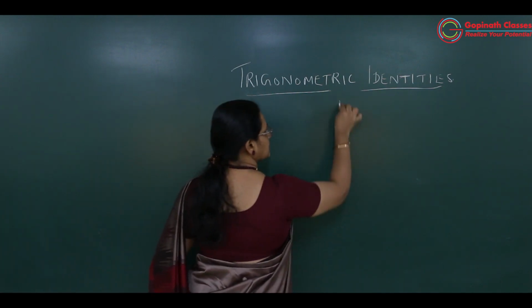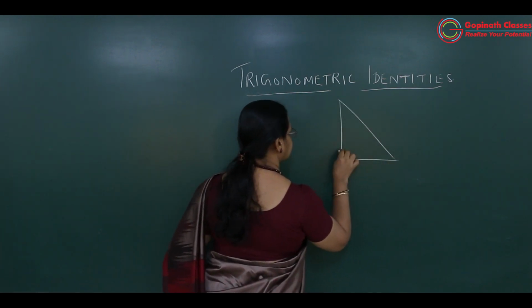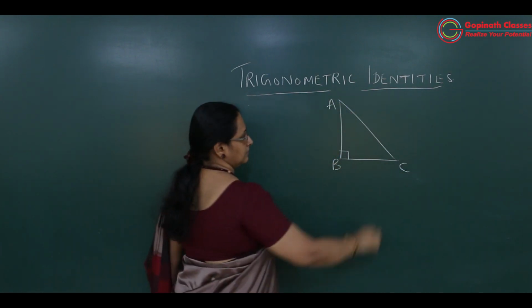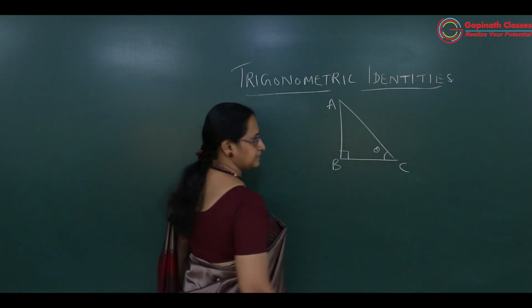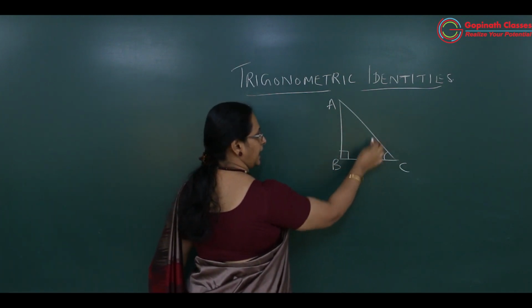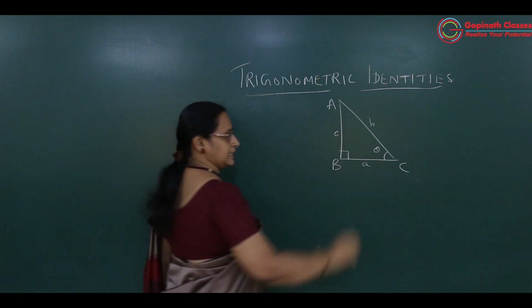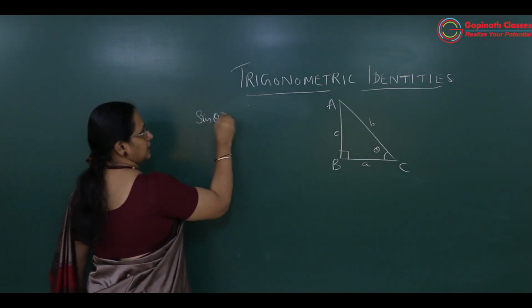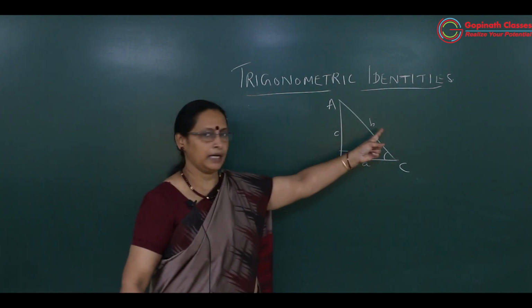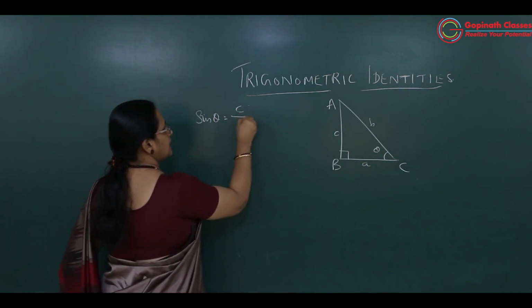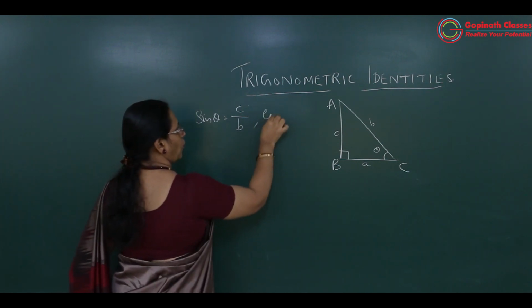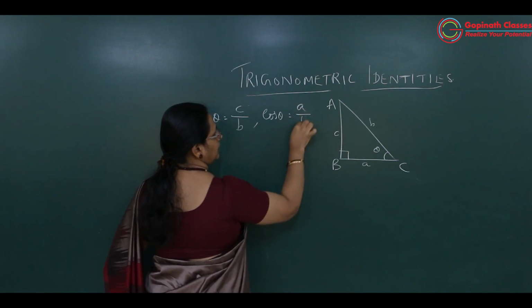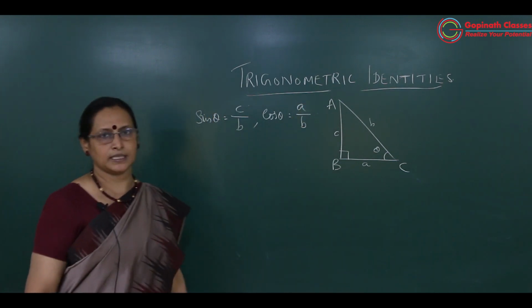Let us consider a small right angle triangle, namely ABC. I am giving this angle as theta. I am giving this side as A, this side as B and this side as C, the length. Now, let me write what is sine theta. You know, sine theta is opposite side by hypotenuse, which is nothing but C upon B. Now, what is cos theta? Cos theta is theta's adjacent side by hypotenuse, which is nothing but A upon B. We know the basic ratios.